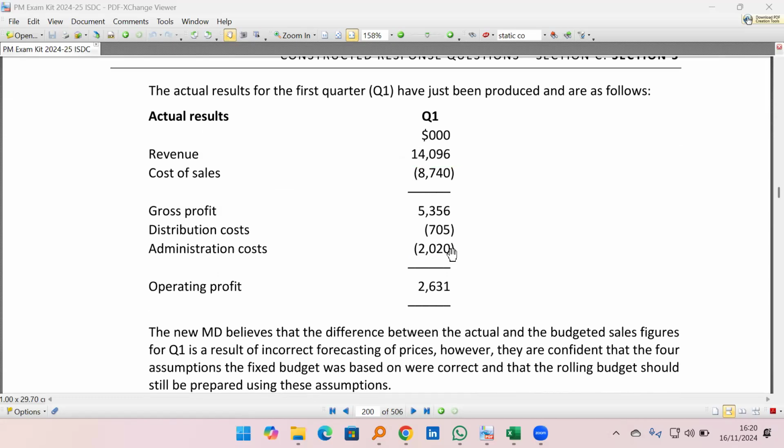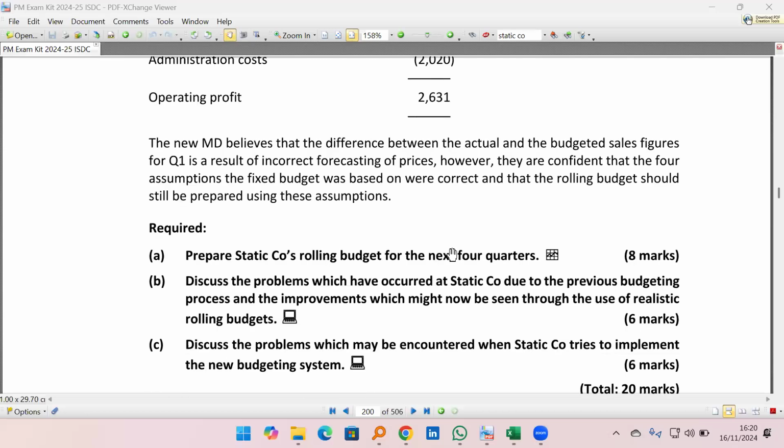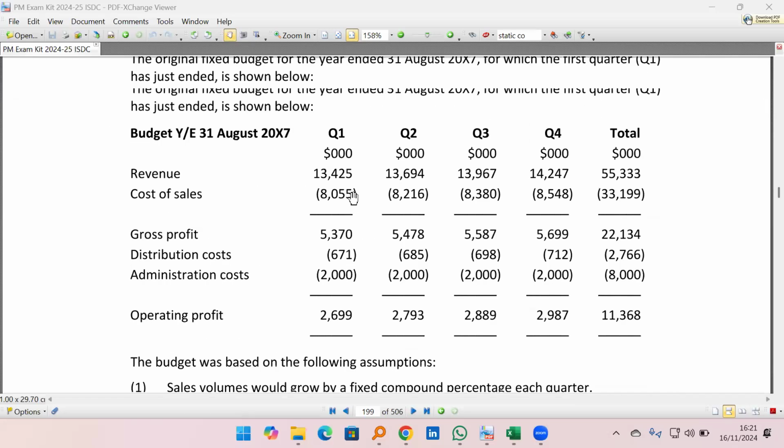So the MD believes that the difference between the actual and the budget sales figures for Q1 is the result of incorrect forecasting of prices. However, they are confident that the 4 assumptions the fixed budget was based on were correct, and that the rolling budget should still be prepared using these assumptions. But what we need to do is account for the fact that we have first quarter's data. So now we can start preparing our budget.